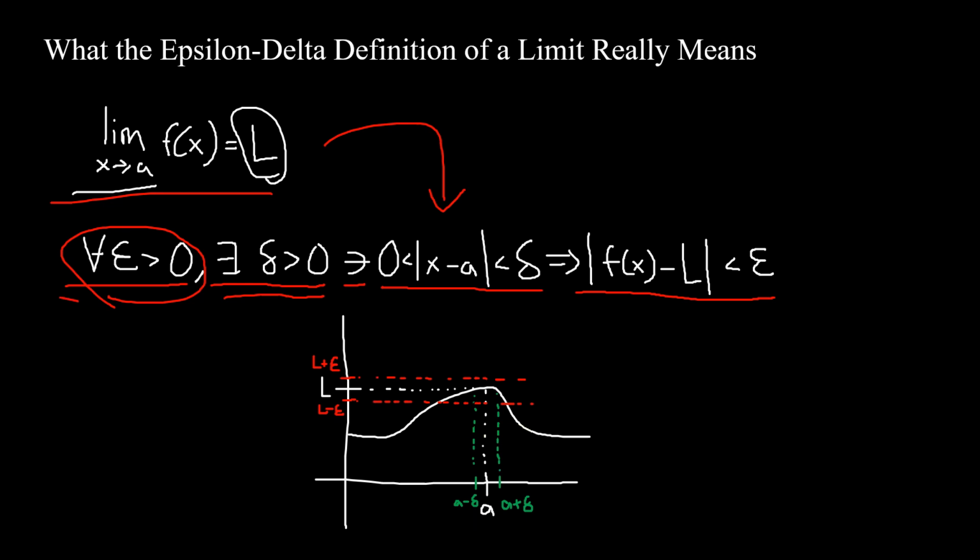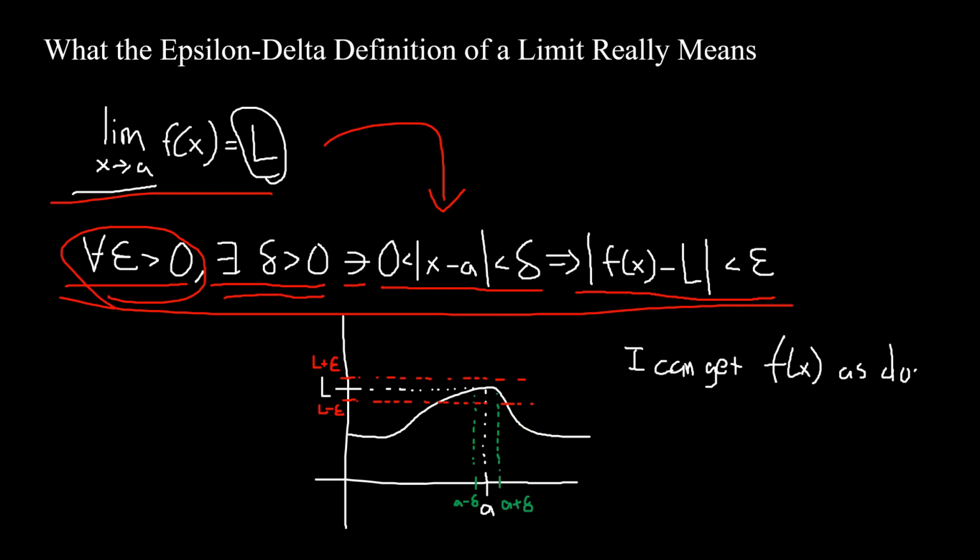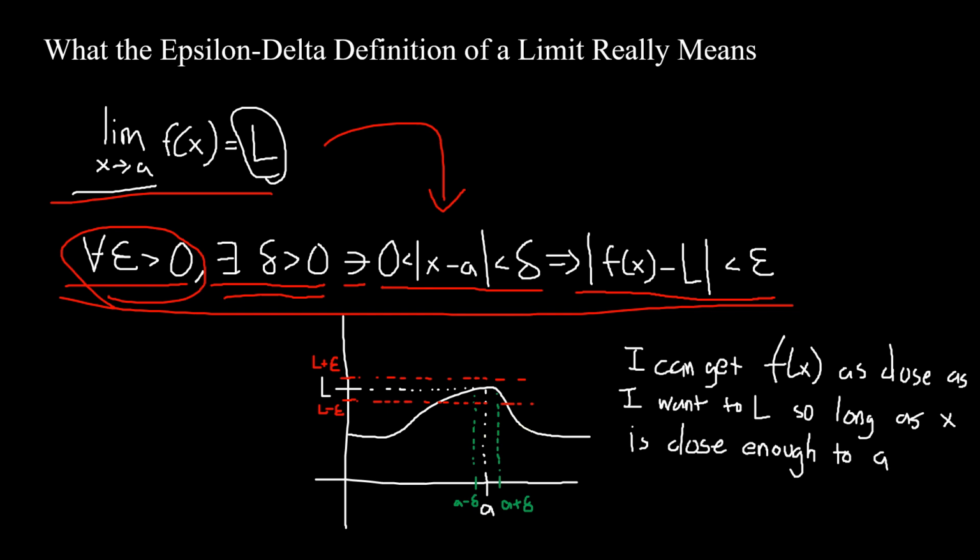So basically, all these symbols really mean is that I can get f of x as close as I want to L, so long as x is close enough to a. And this is going to be true for any value of epsilon, no matter how big or how small. But usually in the context of limits, we only really care about small values of epsilon.